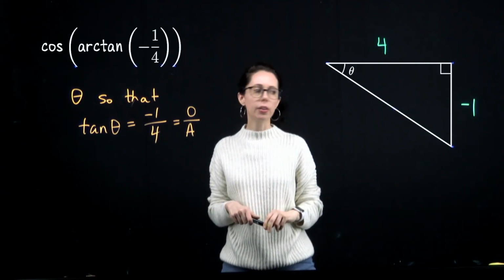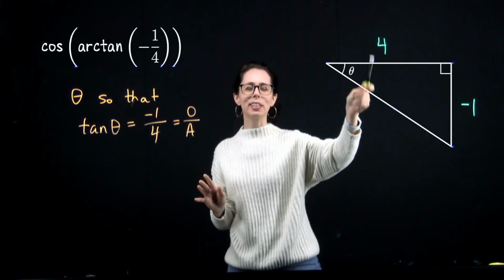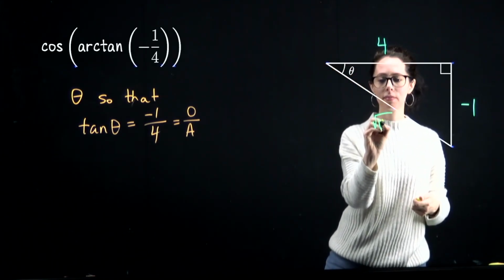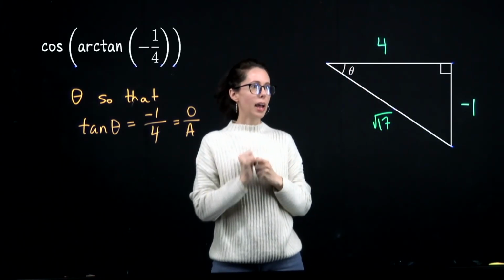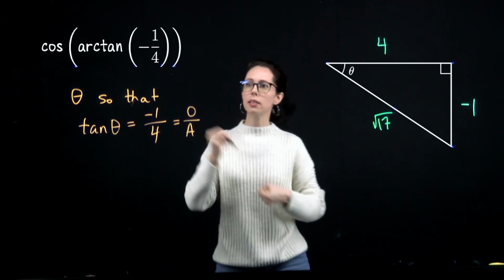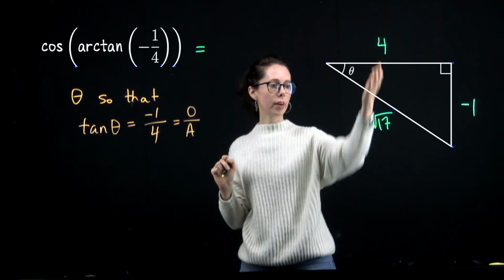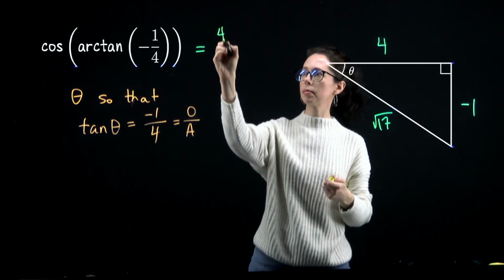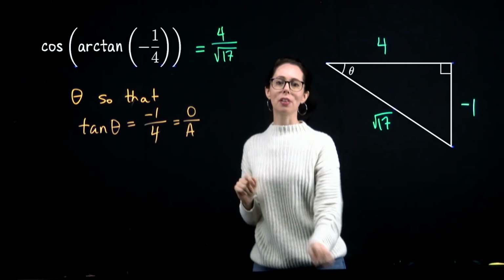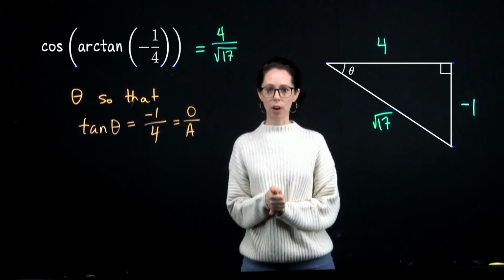And then the hypotenuse is going to be the square root of 4 squared, which is 16, plus 1, so square root of 17. That is the hypotenuse. We can now immediately do the cosine of that. It's going to be adjacent over hypotenuse, so 4 over the square root of 17. Quick exercise for you before I come back and reveal the answers. Hopefully we agree. What are sine and tangent of arctan of -1/4?